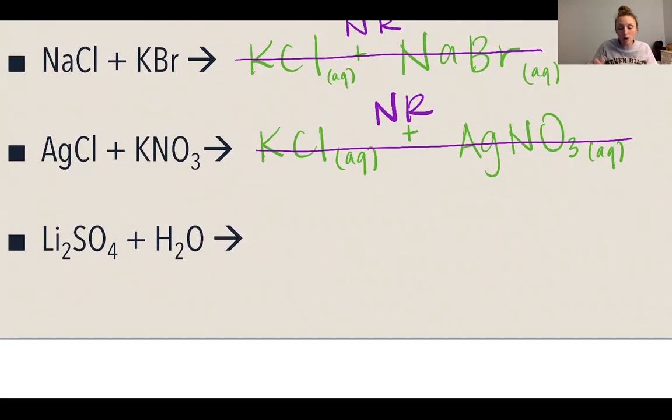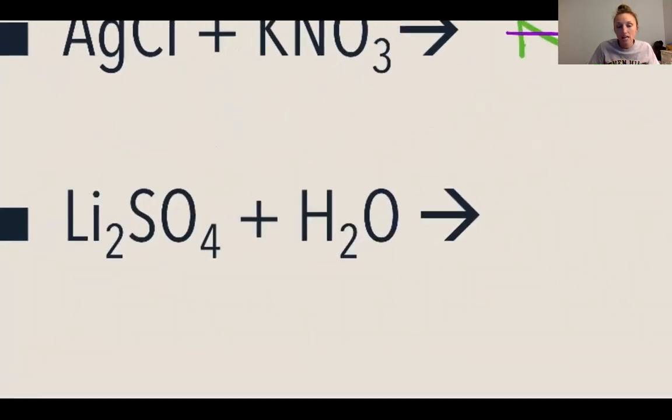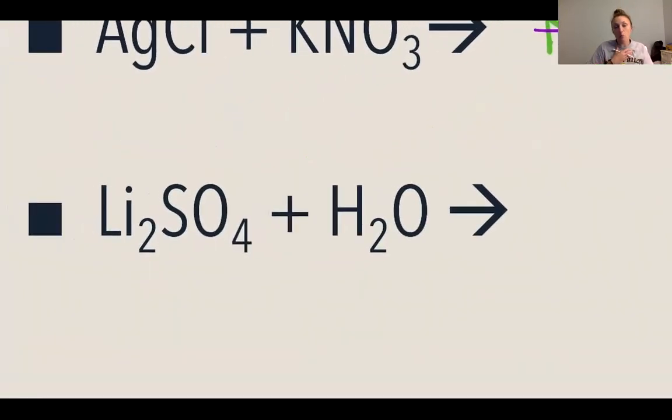All right, last one. I included this one here because you will definitely see things like this sometimes. I have lithium sulfate and water. Just like when we were predicting products as single replacement reactions, we need to think about water as if it's an ionic compound here. We need to have a cation and an anion to combine with things.